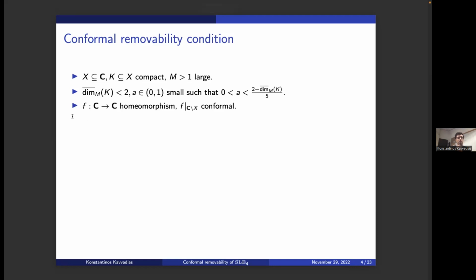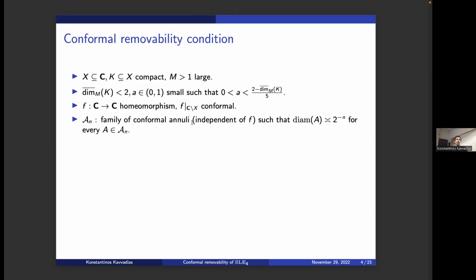And we consider a homeomorphism F defined on the complex plane such that F is conformal on the complement of X. And here we want to impose certain conditions such that every such homeomorphism is also conformal everywhere. So here, for every positive integer n, we consider a family of conformal annuli, which is independent of the function f, such that for every annulus A in that family, its diameter is comparable to 2 to the minus n through some universal constants.